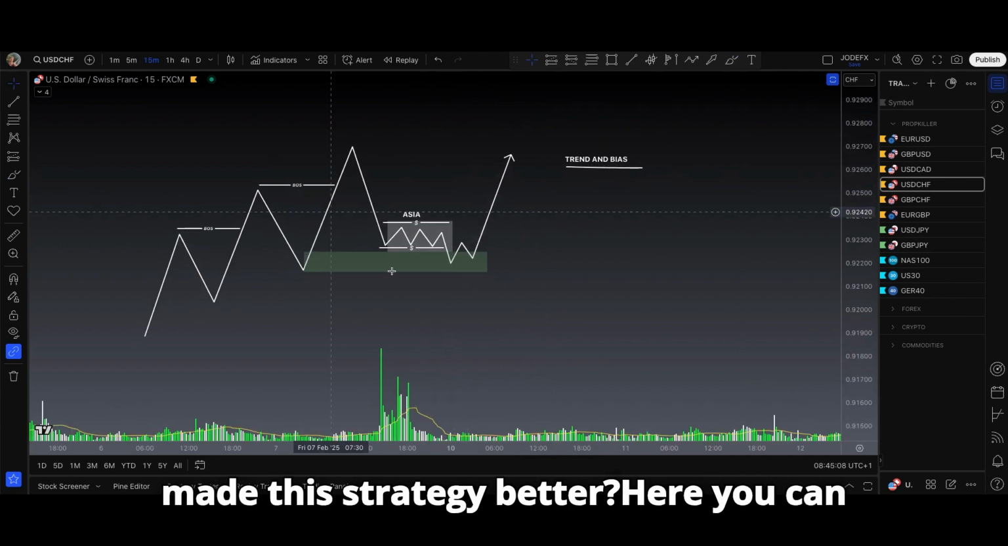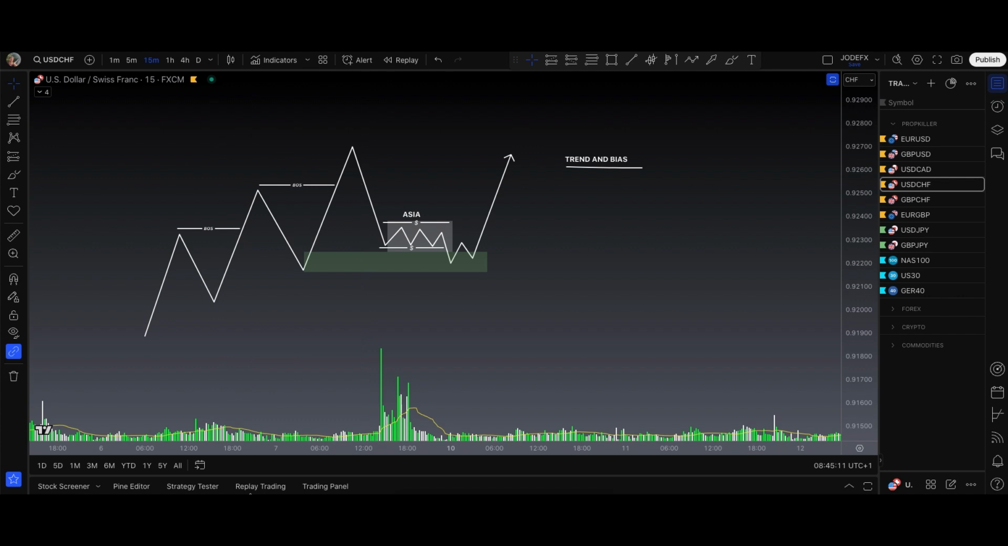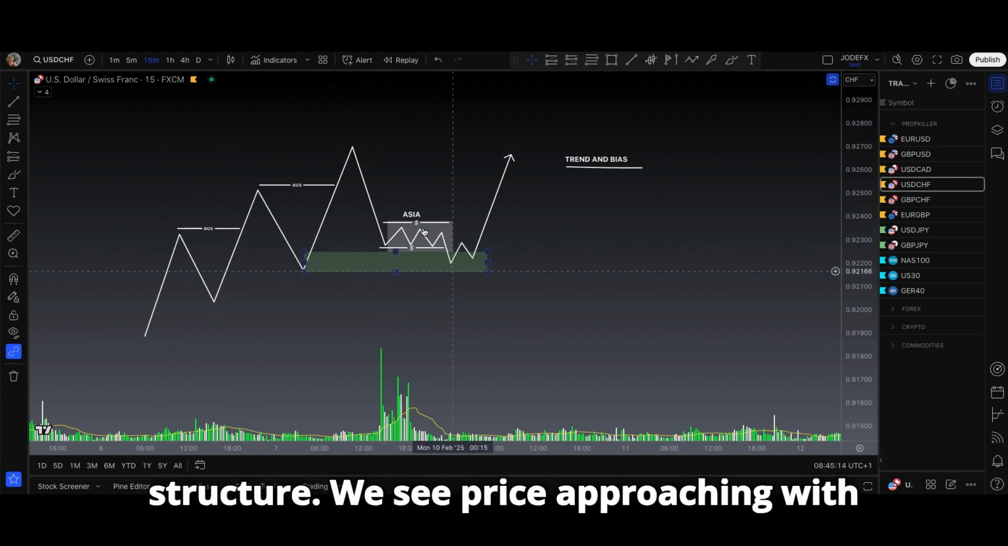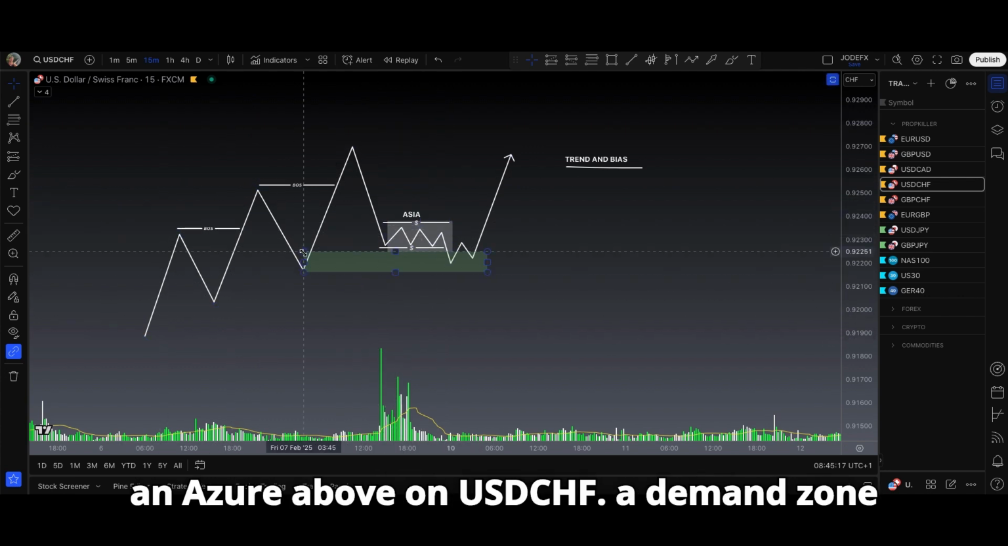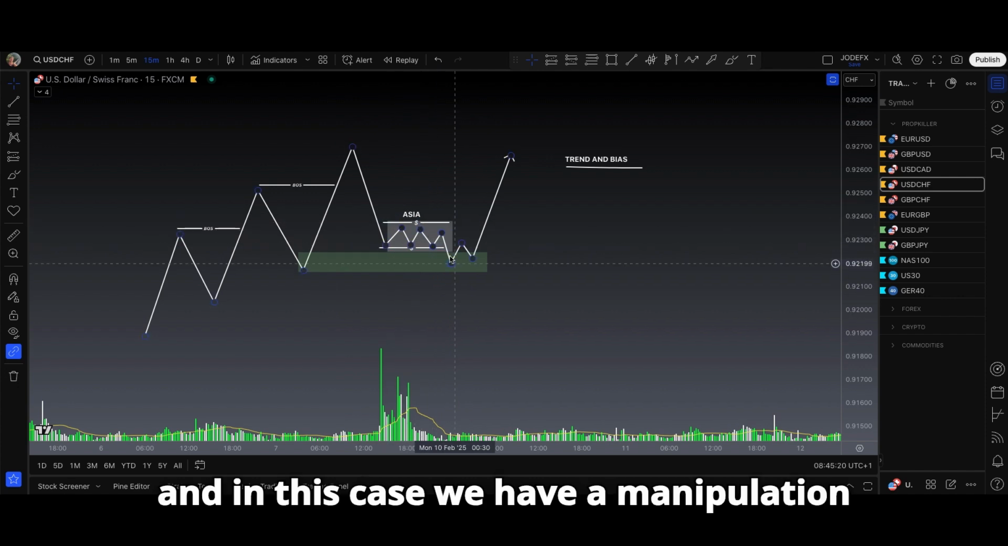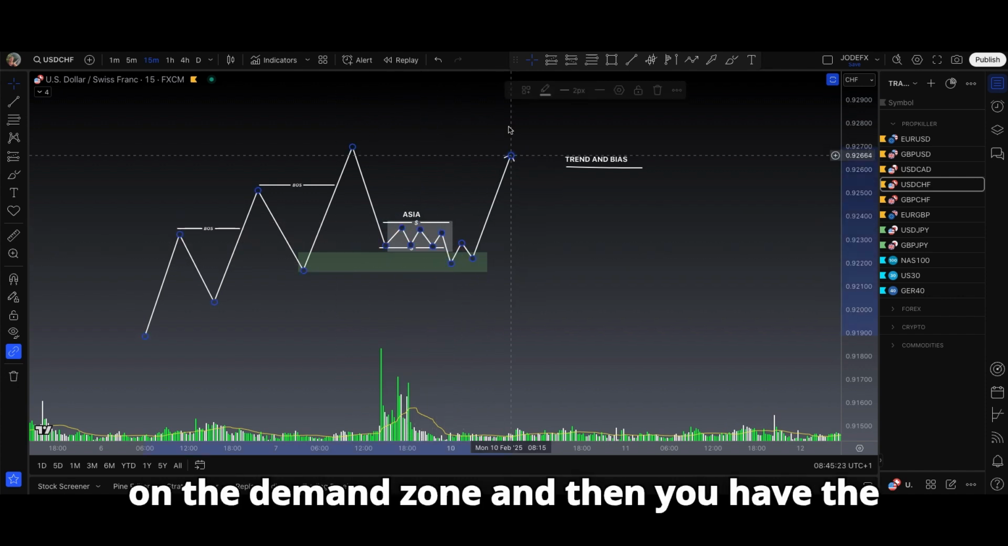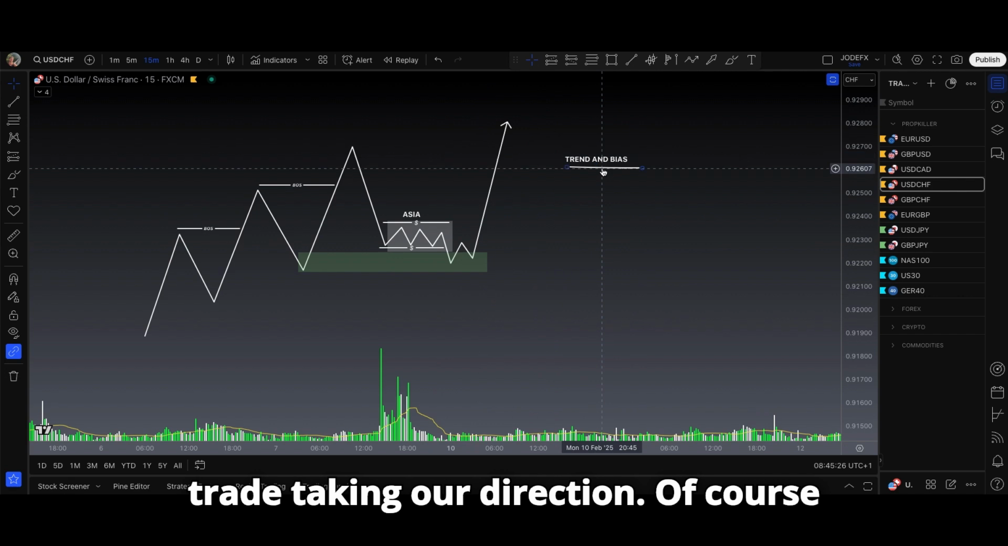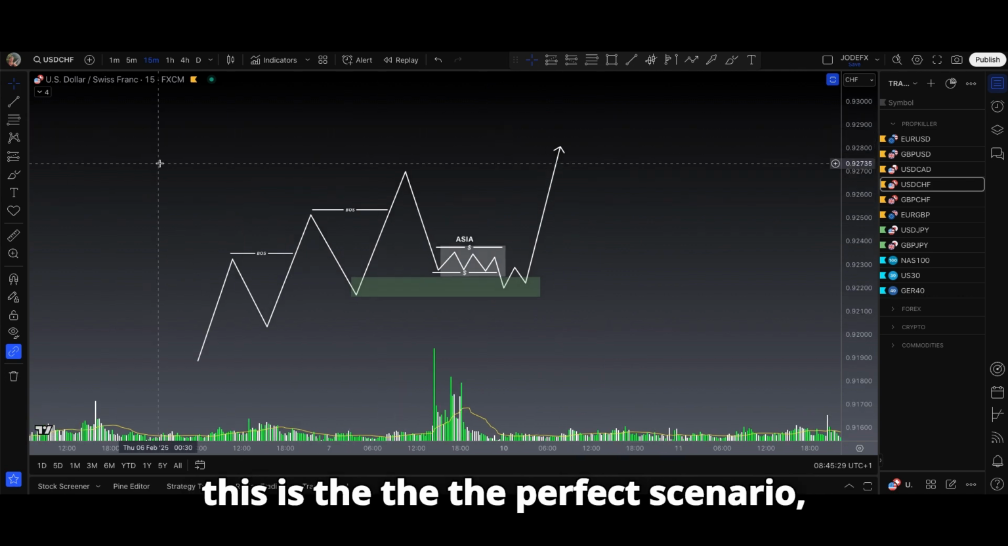This made the strategy better. Here you can see an example where we have a bullish structure. We have several breaks of structure. We see price approaching with an Asia above a demand zone. In this case, we have a manipulation of the demand zone, and then the trade takes our direction. Of course, this is the perfect scenario, right?